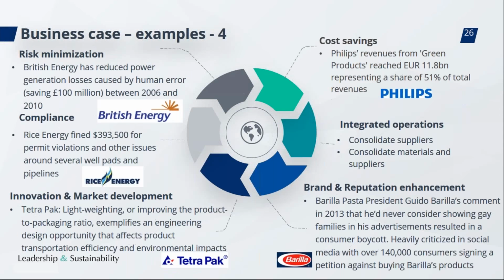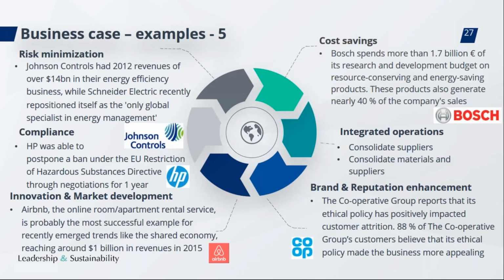A few others here. Philips' revenues from green products reached 11.8 billion euro, representing a share of 51% of their total revenues. And Tetra Pak is well known for its environmental savings in their packaging solutions. And here are several other examples of how companies have positioned themselves for a more profitable business with the help of sustainability programs. Bosch, for example, spends more than 1.7 billion euro of its research budget on resource-conserving products, products that also generate nearly 40% of the company's sales.